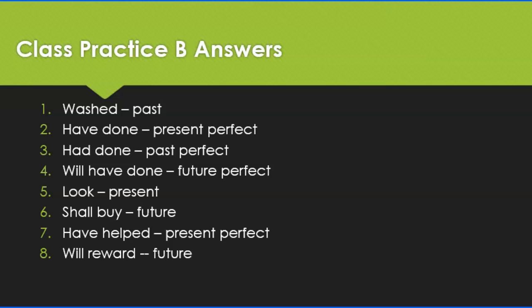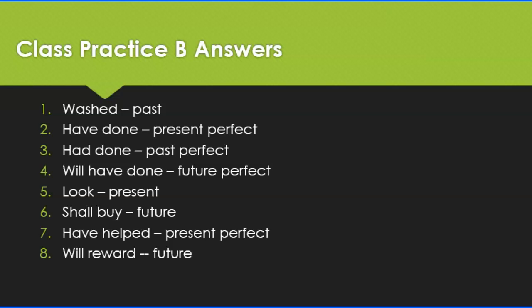Okay, and here's the answers. Number 1, Charlotte washed, plain past tense. Number 2, what have you done is present perfect because we have done. What had you done before lunch? Had done is past perfect. Number 4, what will you have done by 3 p.m.? Yeah, that's right, 3 p.m. Will have done is future perfect.